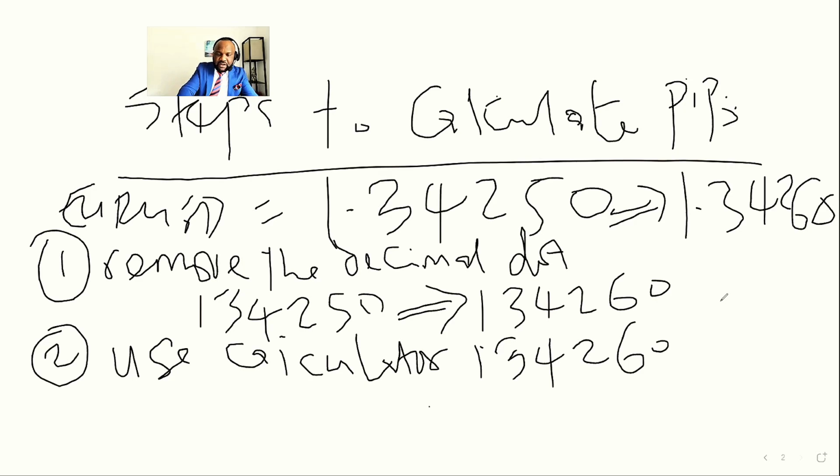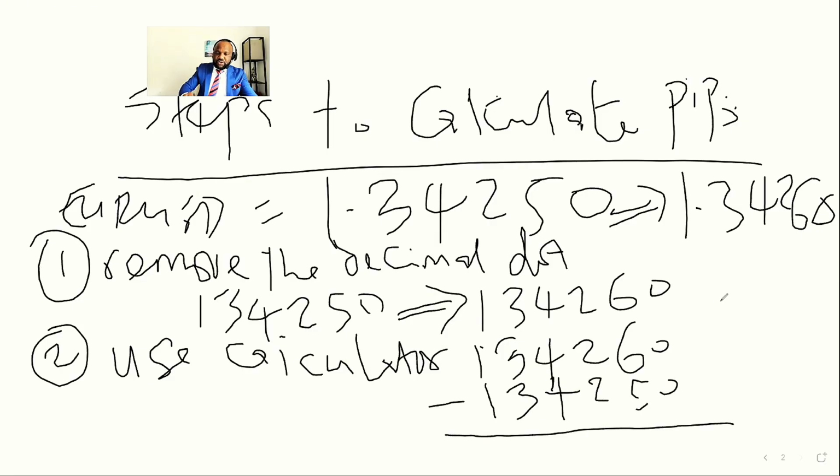13426 minus the difference between these two. The price moves from the lower one to the upper one. So we're trying to find how many movements that is. Use your calculator for this. What does it give us? It gives us 10, right? Second step. So I've gotten 10.